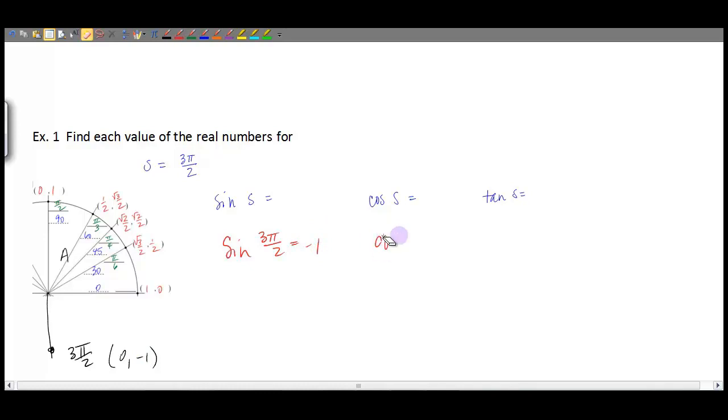The cosine of 3 pi over 2 would be 0. And then tangent of 3 pi over 2 is going to be sine over cosine, right? Sine over cosine, which would be -1 over 0, but we can't have that, so that gives us undefined.